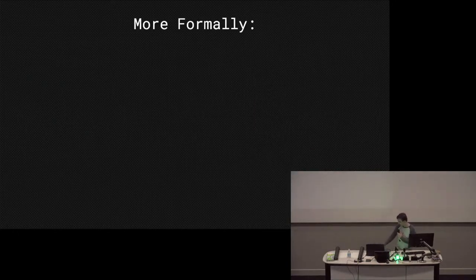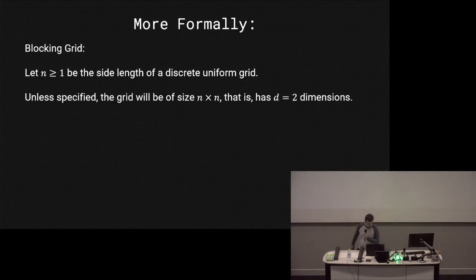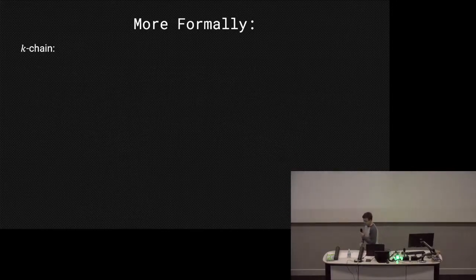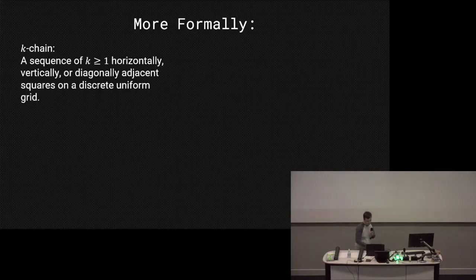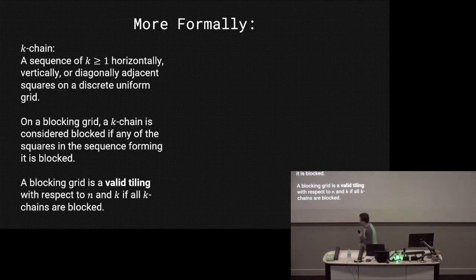So more formally, because you know we have to state it more formally, we define a blocking grid. We let n greater than 1 be the side length of the discrete uniform grid. Unless specified, the grid will be sized n by n. That's two dimensions. And each grid square can be in one of two states, blocked or unblocked. Nice and simple. Now, a k-chain, we're going to call it a sequence of k greater than 1 horizontally, vertically, or diagonally adjacent squares on this grid. On a blocking grid, a k-chain is blocked if there's a blocked square on that chain. And a blocking grid is a valid tiling if all possible k-chains are blocked on the grid.